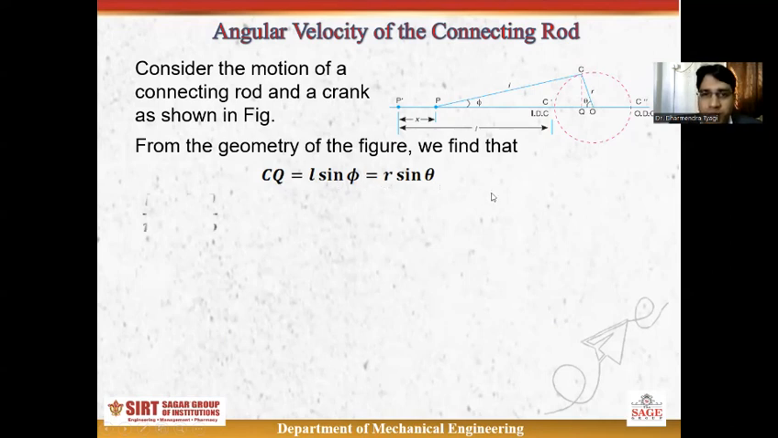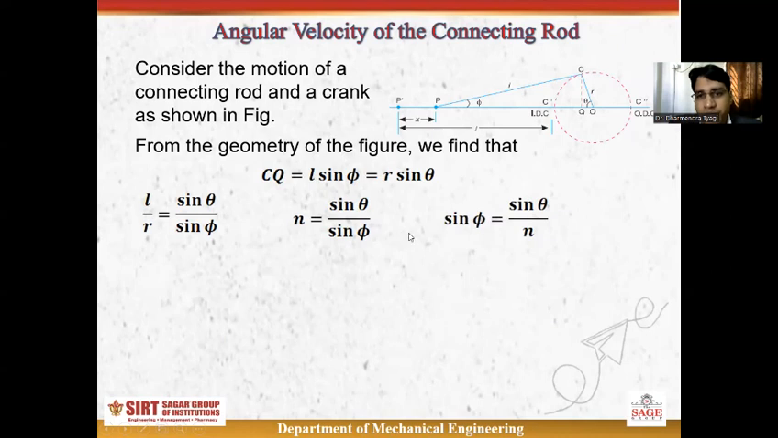From this equation, we can write L upon R equals sine theta upon sine phi. L upon R equals n, the ratio of the length of the connecting rod to the crank radius, represented by small n. So we can write sine phi equals sine theta upon n. This is the formula we can use further.